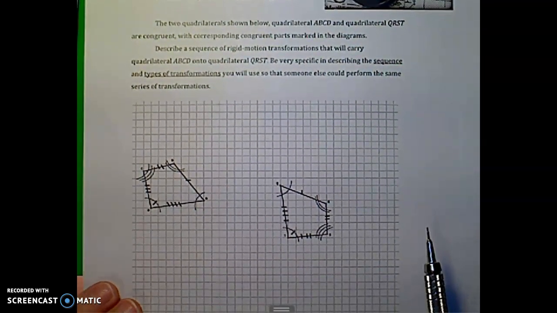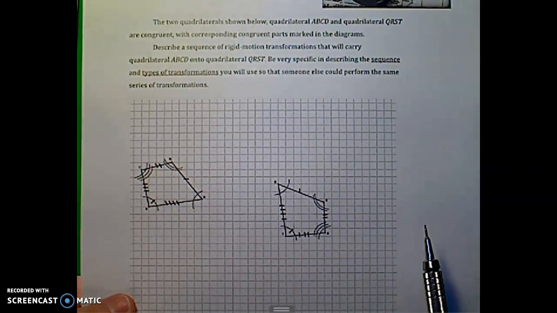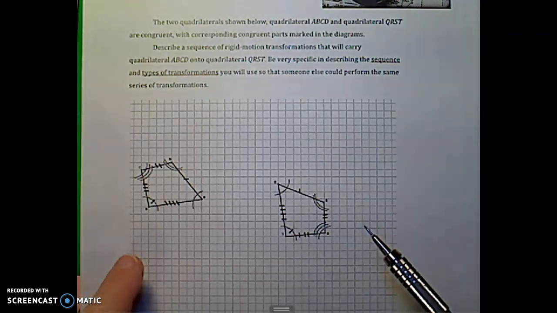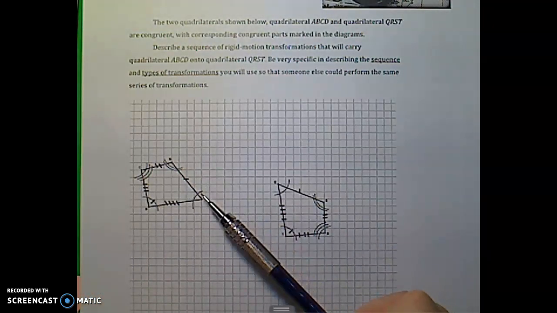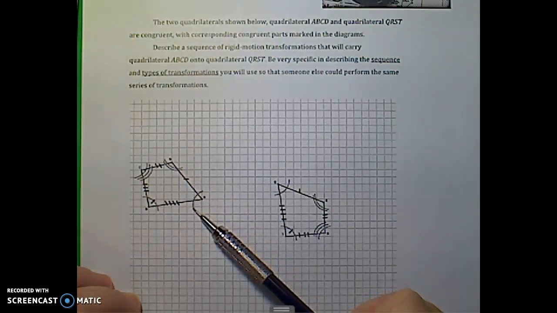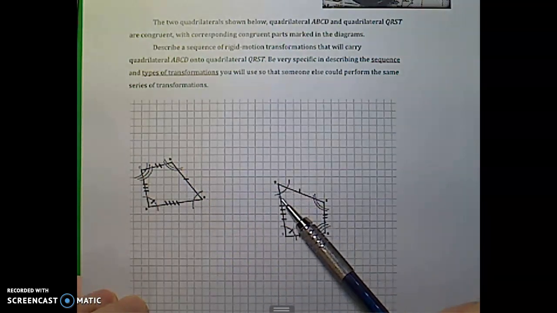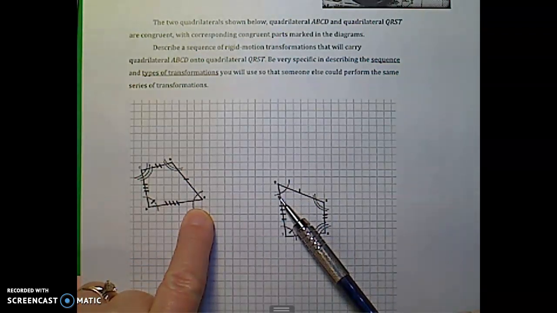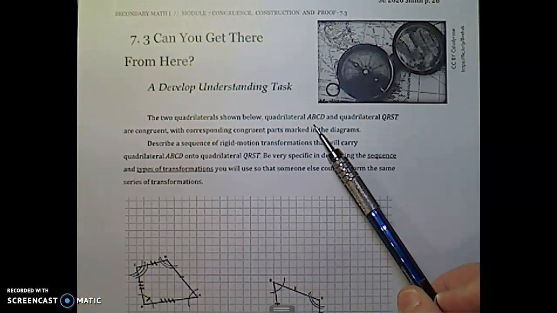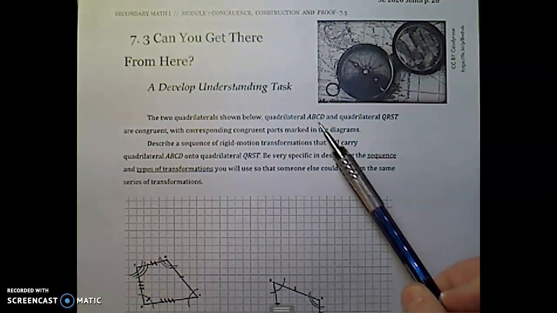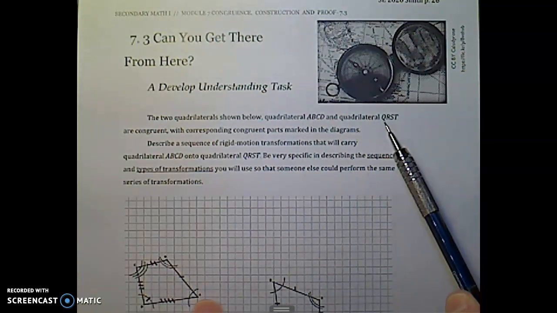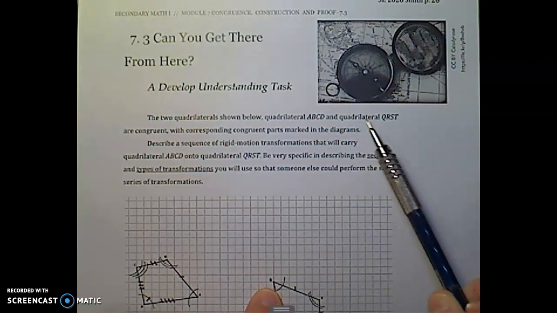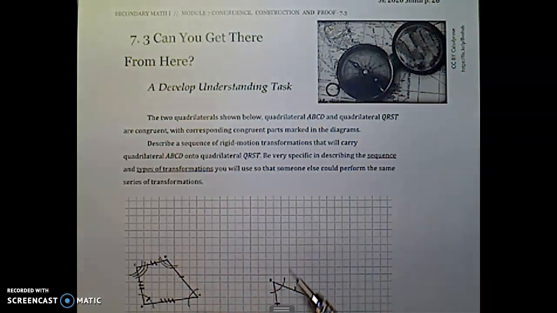Hopefully you remember how to mark corresponding parts on polygons or quadrilaterals. Basically, for matching angle measures, we use matching arc symbols. If you look at angle A, you have one arc drawn. On angle Q, you have one arc drawn. That means those two angles are congruent and they are corresponding. In the names of the quadrilaterals, the first angle listed was angle A for the first one, and angle Q for the second one. Those first letters are in the same position in the names because they are corresponding angles and they are congruent.